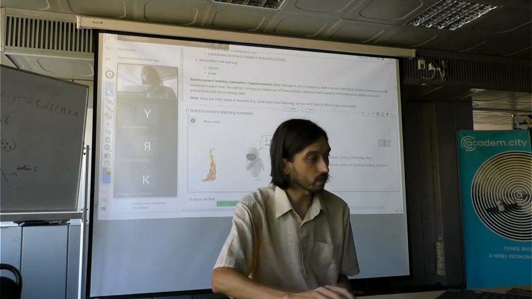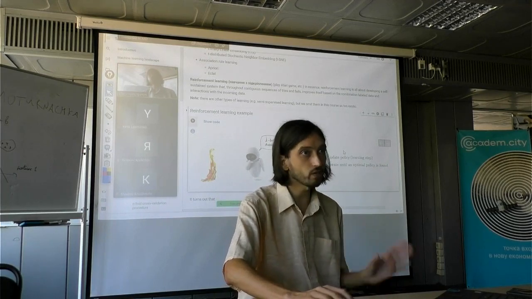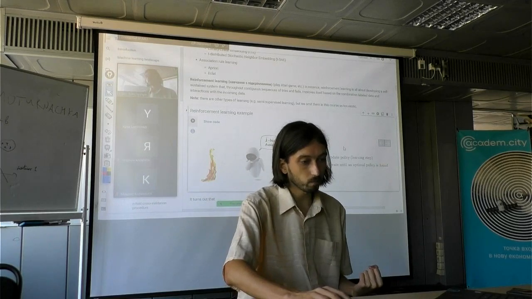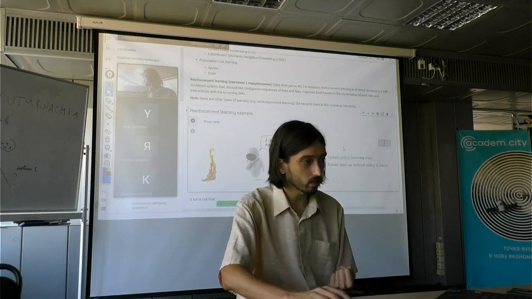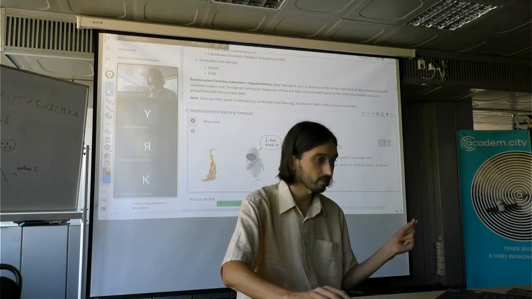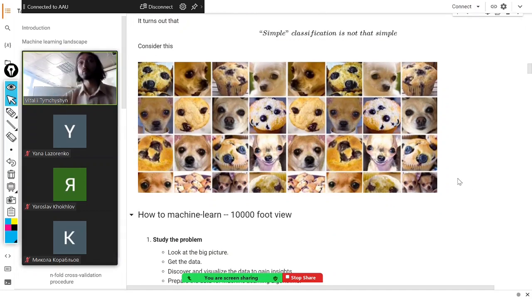But what I always show is the problem. I show you right now a bunch of pictures, and I want you to think, is it complicated or not to classify them? There are just two classes, dogs and muffins. And probably you might see that there is a bit of a problem. So even a binary classification may be quite complicated task to perform.